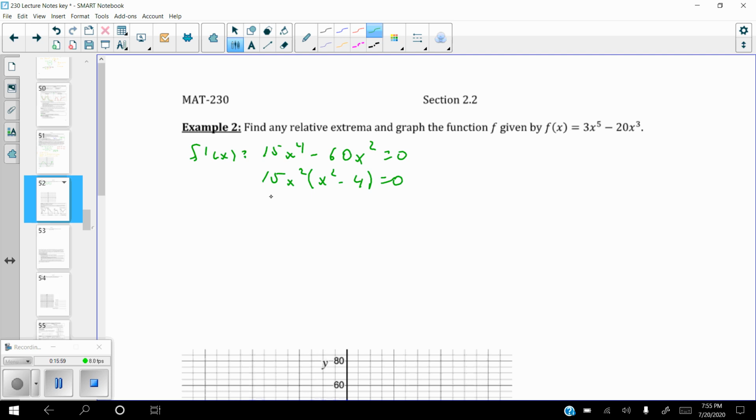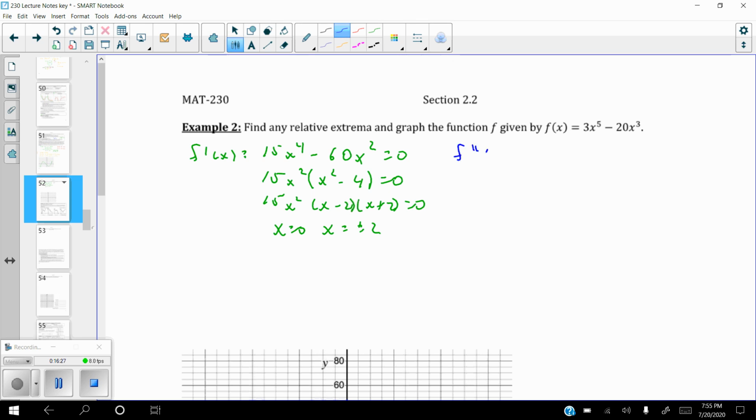Okay, so we're going to get 15x squared, x minus 2, x plus 2 equals 0. So we're going to get that x either equals 0 or plus or minus 2. Those are our critical values. So we've got 3 critical values to test. I'm actually going to go horizontally here to give myself a little bit more space.